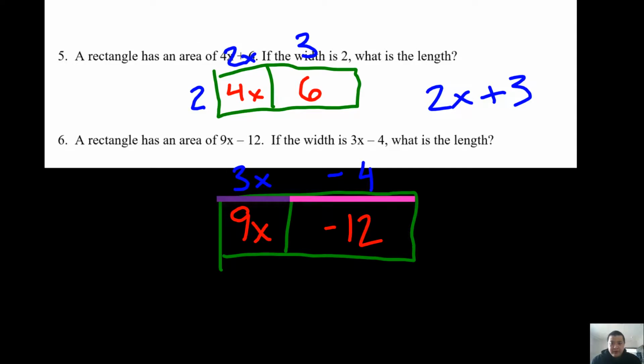Okay. Therefore, in order to get that same area, we need to figure out what this has to be over here. Well, 3x times 3 gets us 9x, and then negative 4 times 3 gets us negative 12. So therefore, the length is 3. Okay, because essentially what we're doing is factoring out this 3 from this right here.